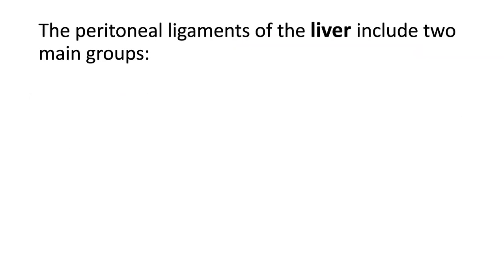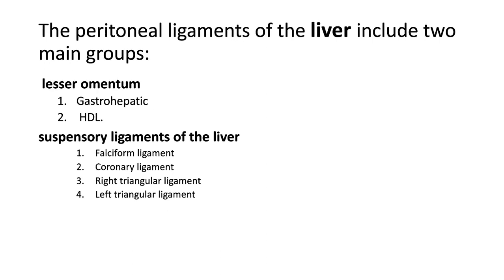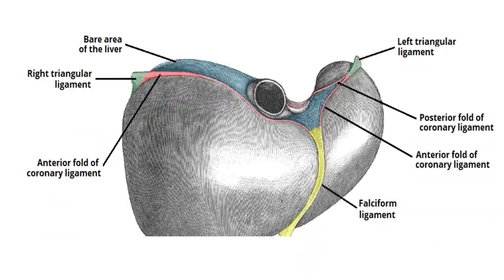The peritoneal ligaments of the liver include two main groups. The first is the lesser omentum, connected with which are the gastrohepatic and hepatoduodenal ligaments. The other group are the suspensory ligaments, which are present on the liver itself and connect the liver to the anterior abdominal wall and to the diaphragm. These ligaments include the falciform ligament, coronary ligament, right triangular ligament, and left triangular ligament.